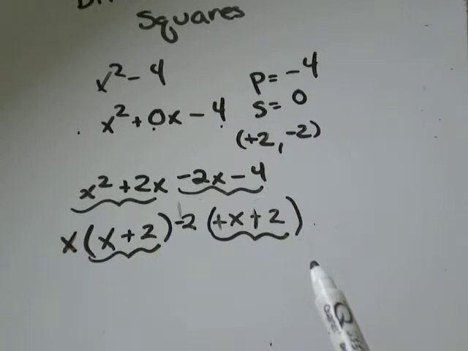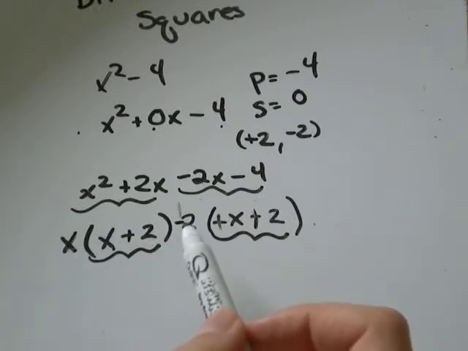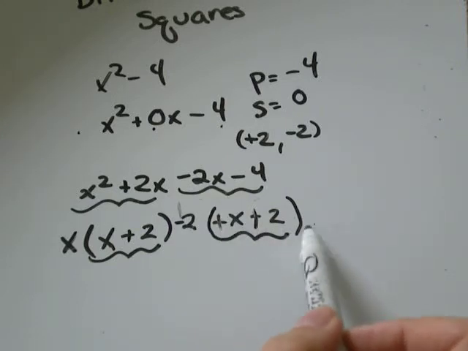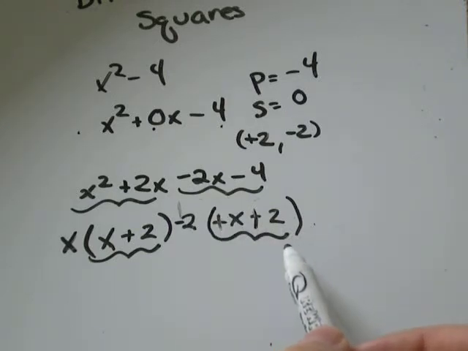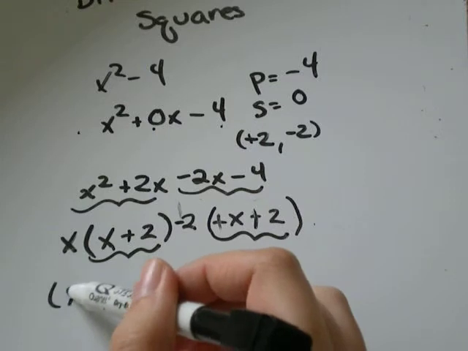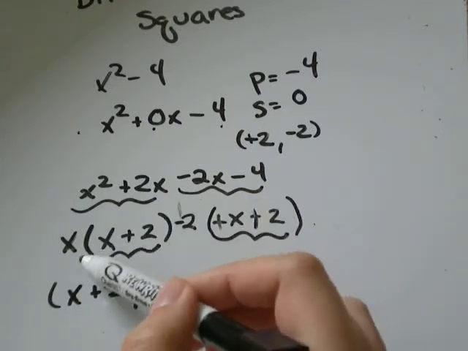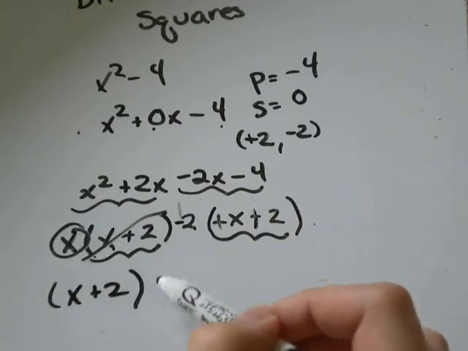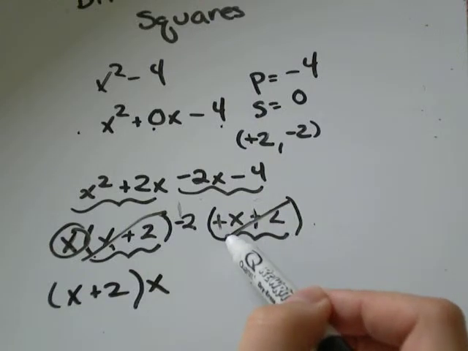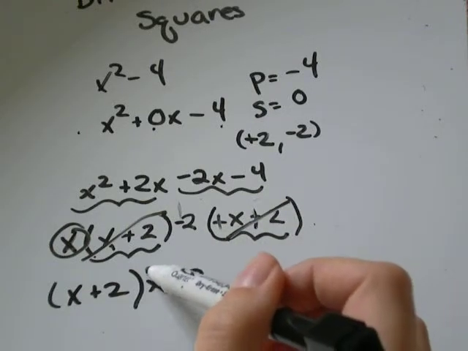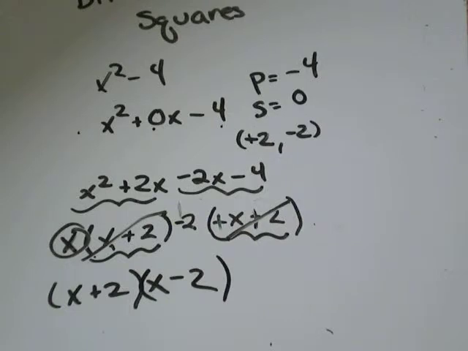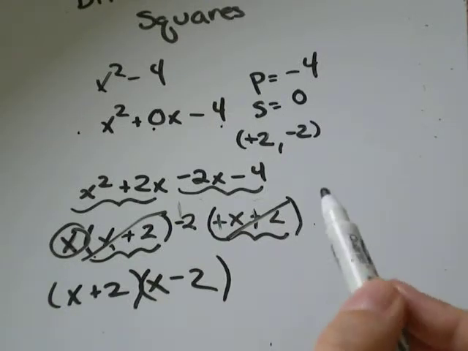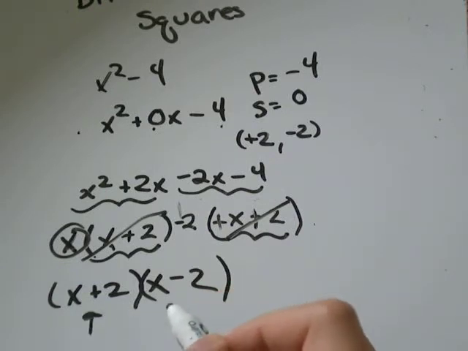It's much better. So what I will do is x times (x plus 2) and negative 2 times (x plus 2). They both have the x plus 2 in common, so I'm going to factor that out. When I get rid of the x plus 2, I'm left with x. When I get rid of this x plus 2, I'm left with negative 2. And you're done.